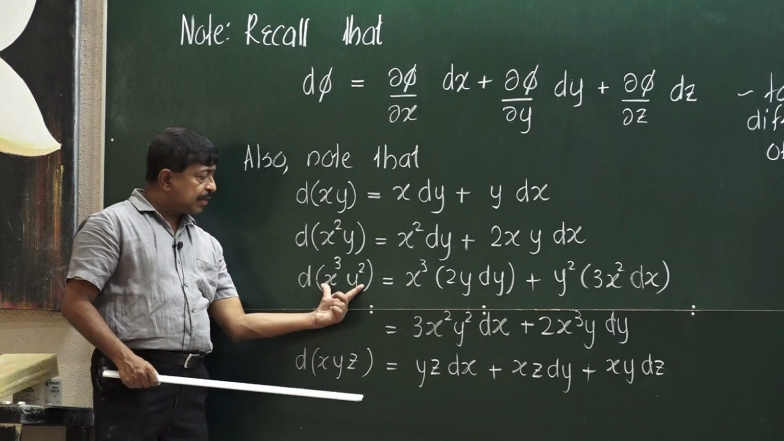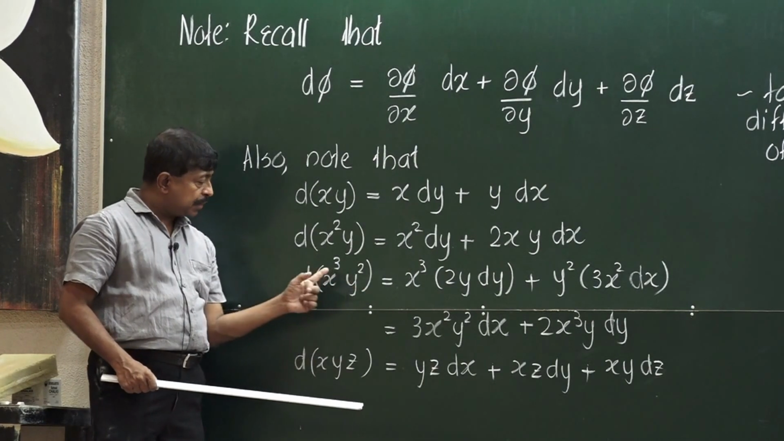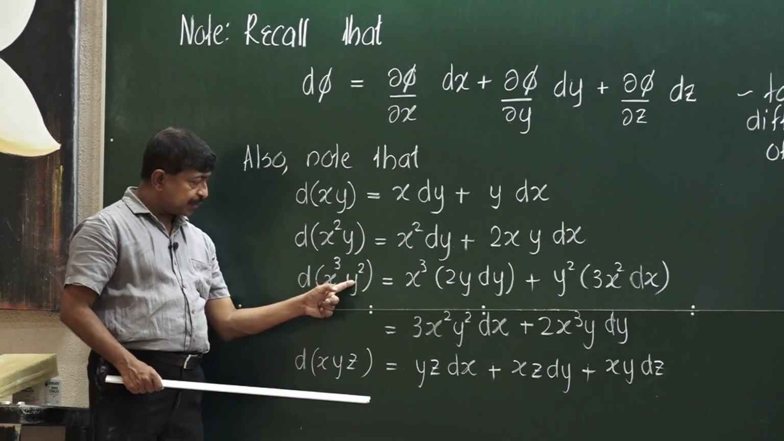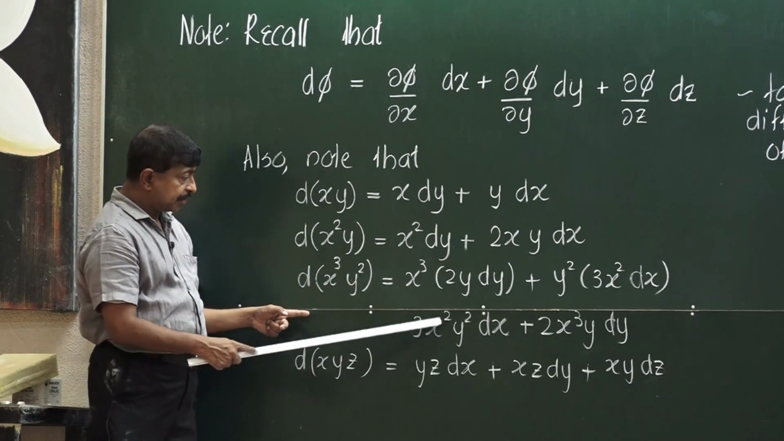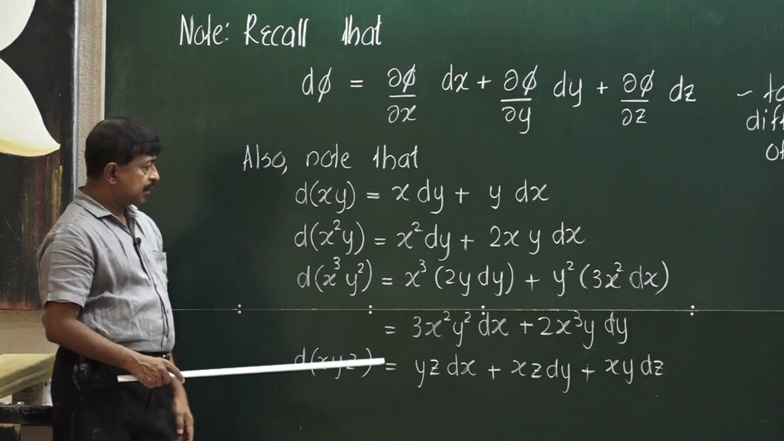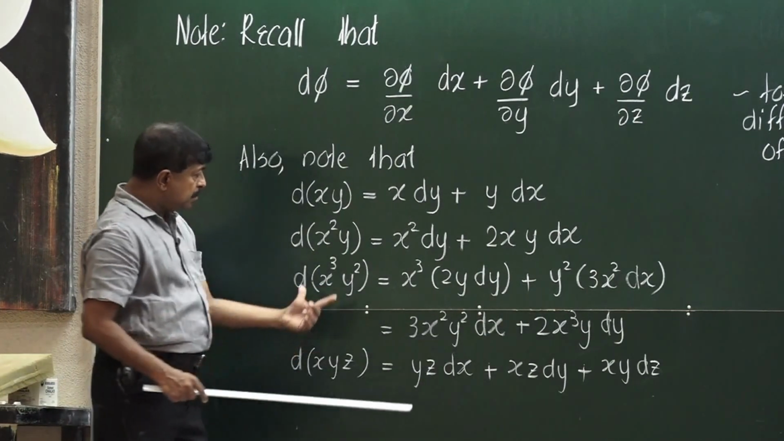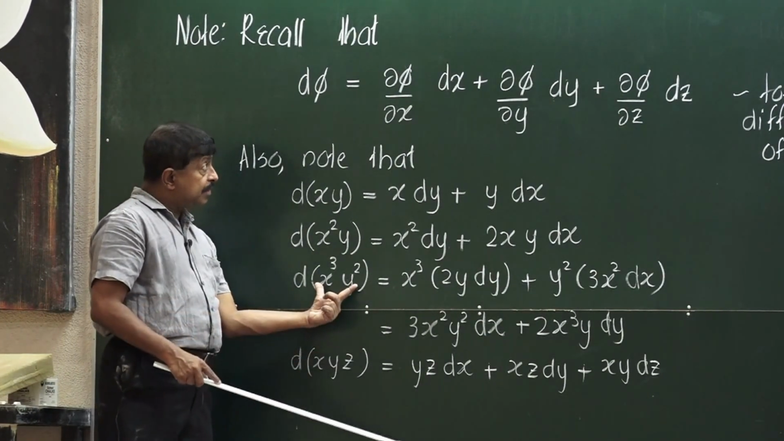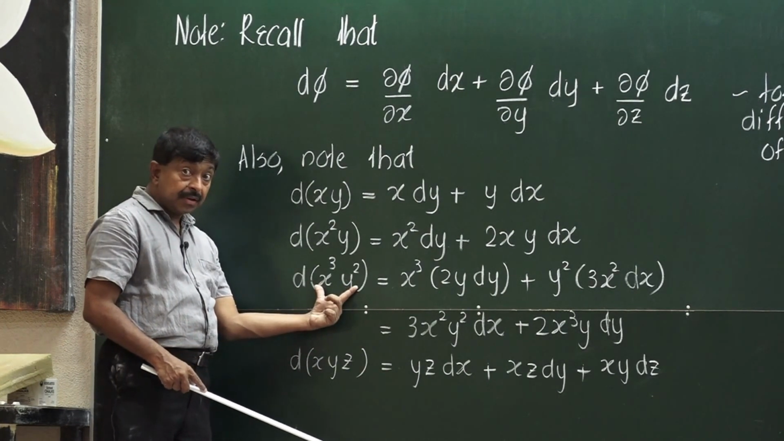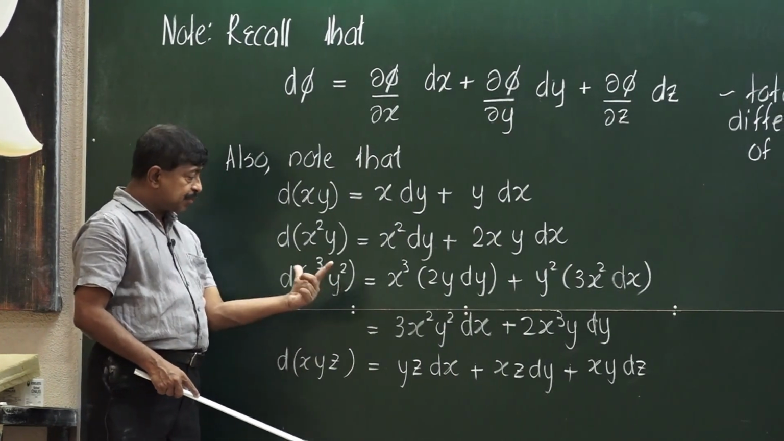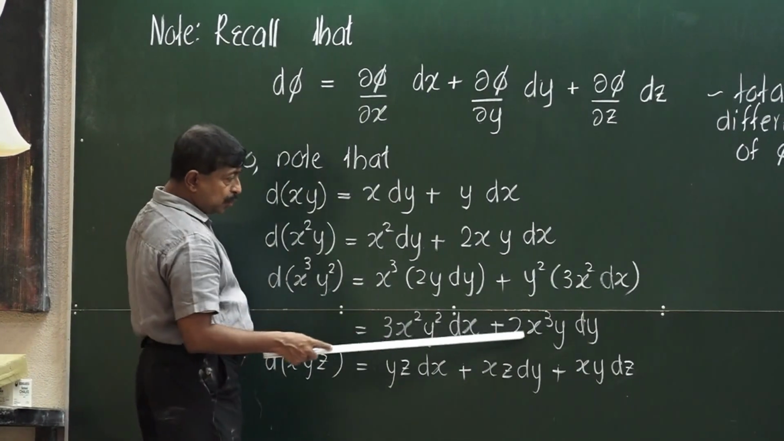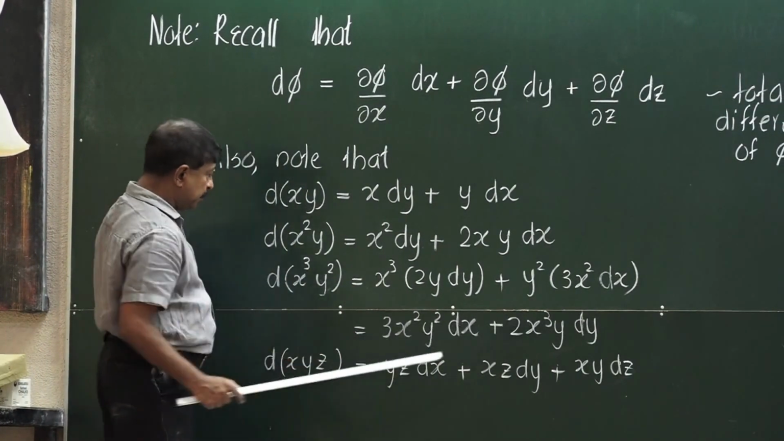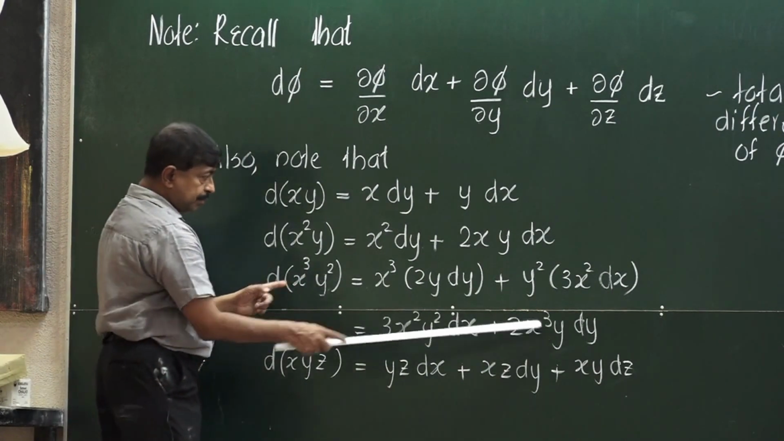The partial derivative of this with respect to x should be 3x squared y squared, because there y is treated as a constant. So, 3x squared y squared. Likewise, you can get this term by partially differentiating this with respect to y. So, you have 2y x squared, look, 2y x cubed here.